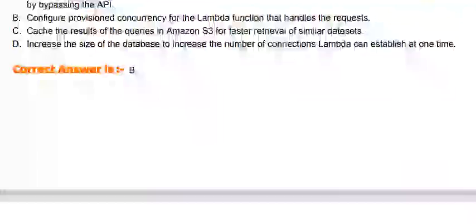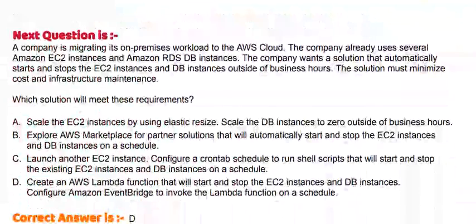Next question is, a company is migrating its on-premises workload to the AWS cloud. The company already uses several Amazon EC2 instances and Amazon RDS DB instances. The company wants a solution that automatically starts and stops the EC2 instances and DB instances outside of business hours. The solution must minimize cost and infrastructure maintenance. Which solution will meet these requirements?